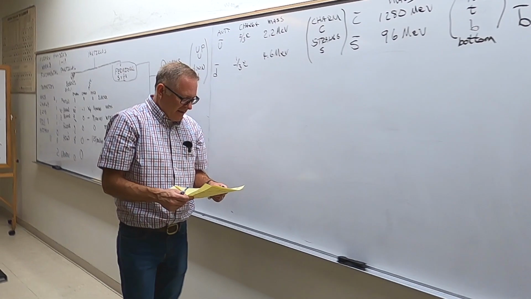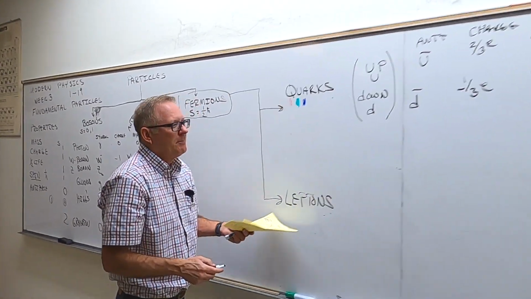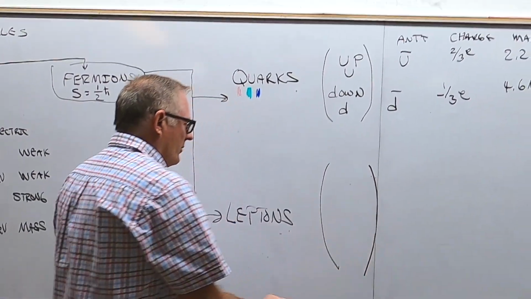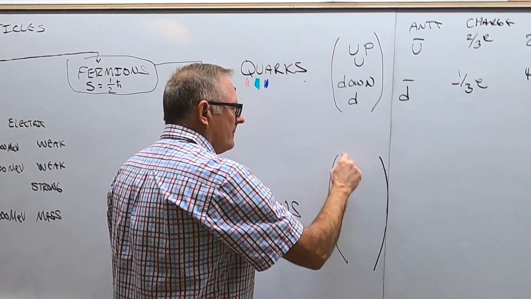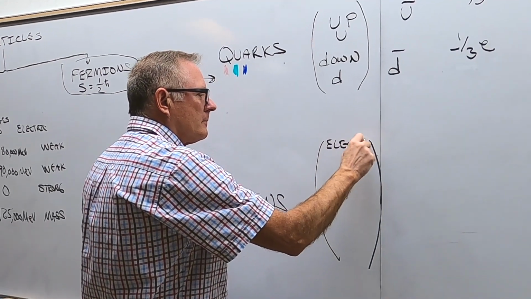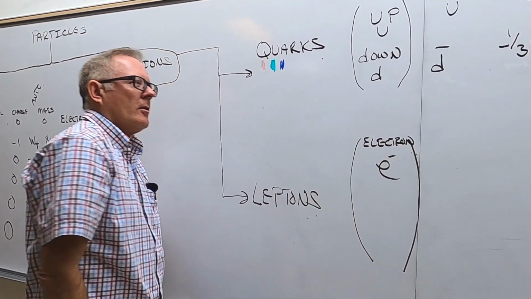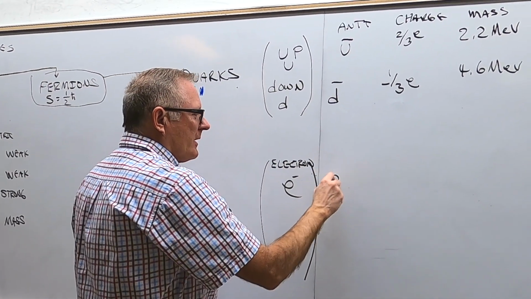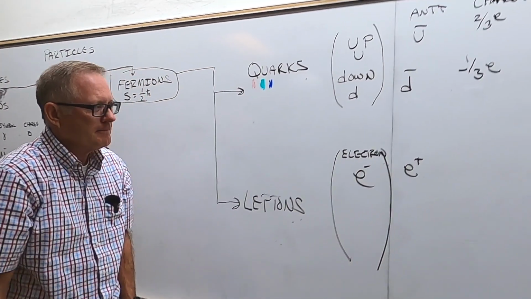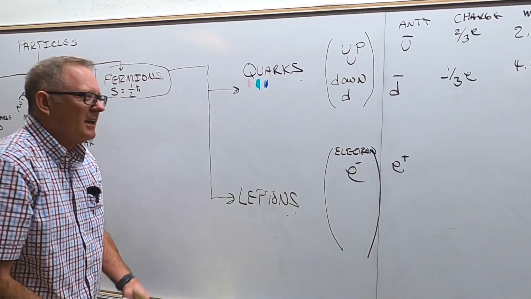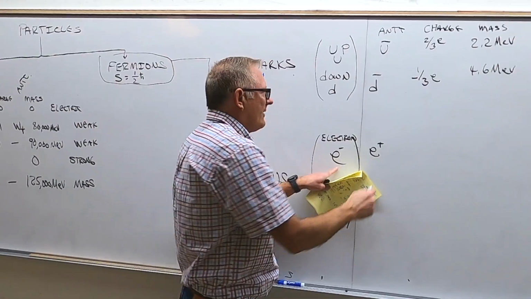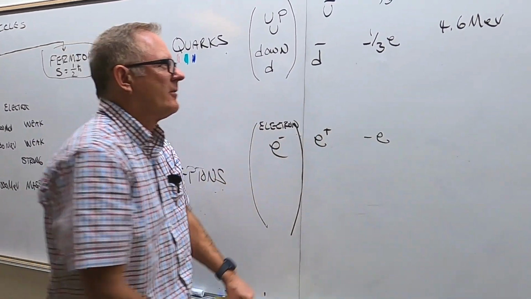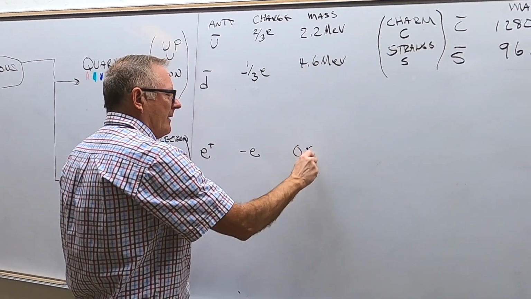Okay. Now coming back to here, we haven't gone through the leptons. The leptons don't hang out in the nucleus. One of them we already know, it's the electron, E. We know it has an anti-electron, which we call the positron. Same mass, just has the opposite charge. We know the electron has charge minus E, and we knew the mass of the electron, which is 0.5 MeV.